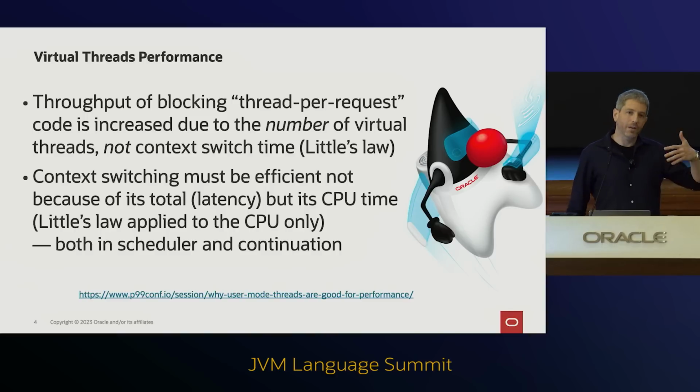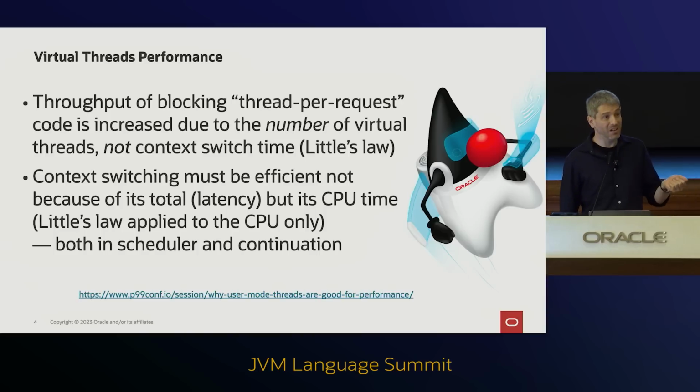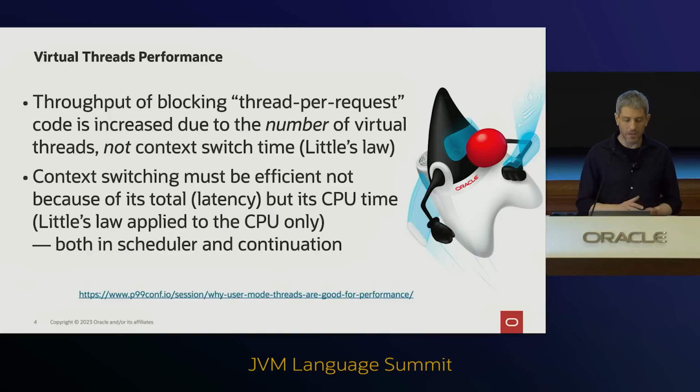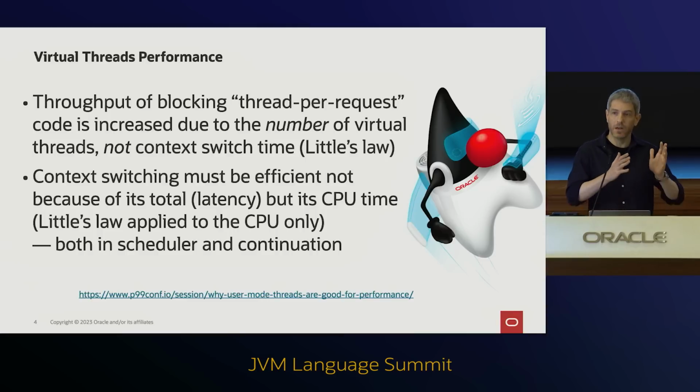However, even though virtual threads don't get their performance benefits from fast context switching, their context switching does need to be efficient. And that is not because of its total latency, how much time it takes, but because ideally they need to consume very little CPU time. You realize that once you apply Little's law to the CPU itself. Because the virtual thread is implemented as both a continuation and a scheduler, both of these need to consume as little CPU as possible to do the context switch. But today we're going to be talking about how we did it for the continuation part only.